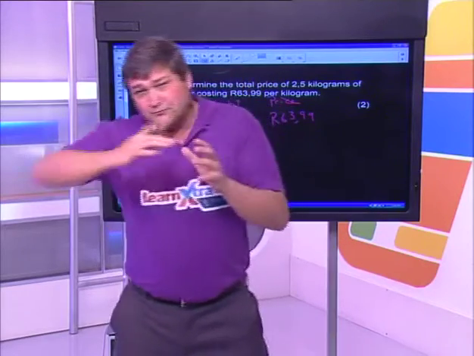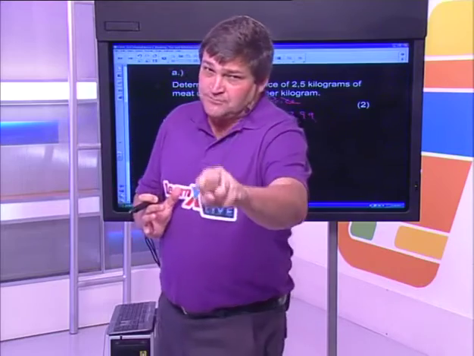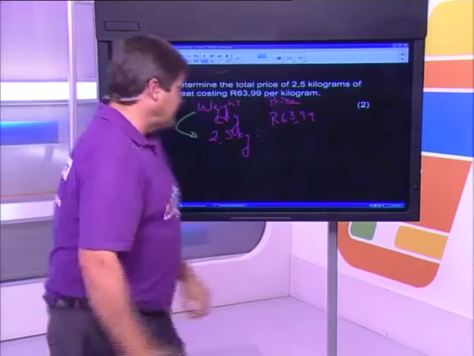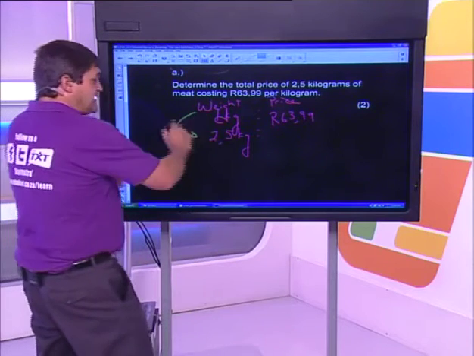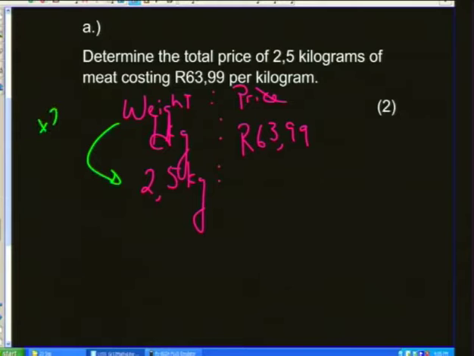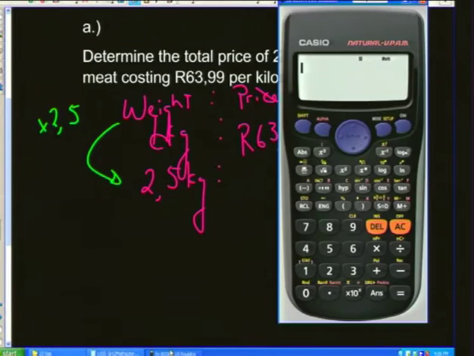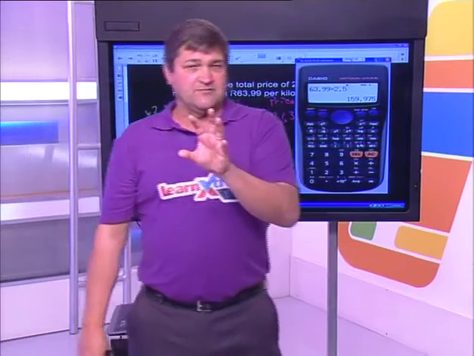Whenever we work with rate or proportion, guys, we've either got to multiply or we've got to divide. In this case, I'm going to say to myself, how did 1 become 2,5? I multiplied it by 2,5. And what I do on one side, I've got to do on the other side. So I'm going to multiply my price by 2,5. Now, my brain is rather small, so I'm going to use a calculator. We have 63 Rand, 99 cents. We're multiplying that by 2,5, and we land up with an answer of 159 Rand, comma, 975.